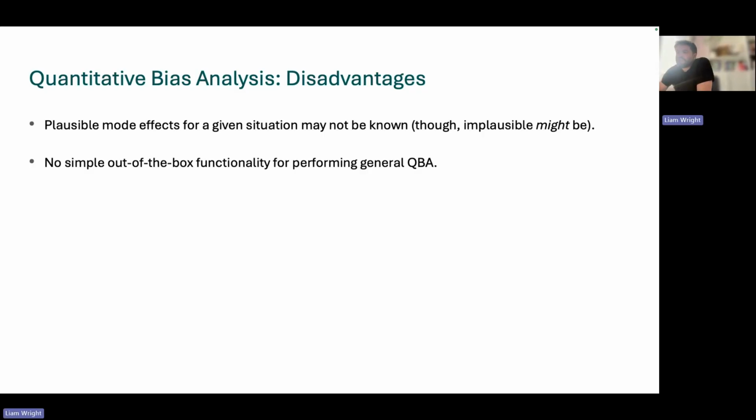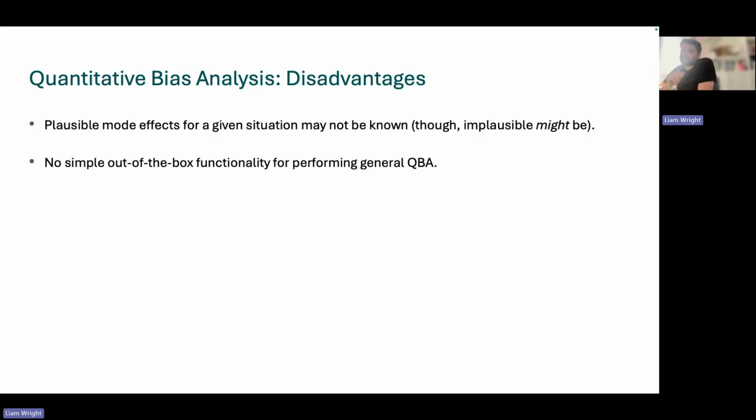Some disadvantages are that we might not know a plausible mode effect for a given situation, though there are lots of mode effect experiments that have been conducted. It might not be conducted in the particular population that you're interested in, for the particular variable that you're interested in. So we might not be able to rule in a particular plausible mode effect, but we can at least rule out implausible ones.